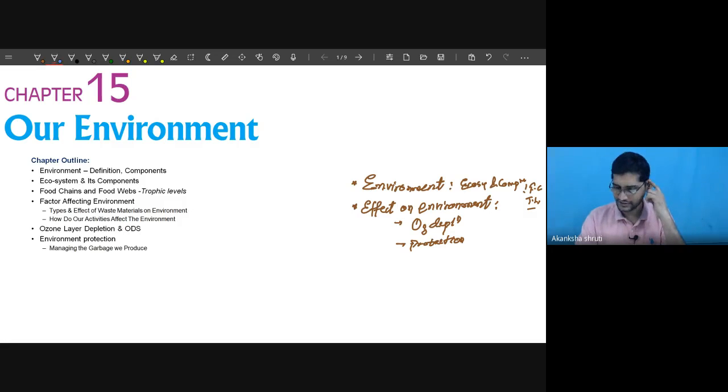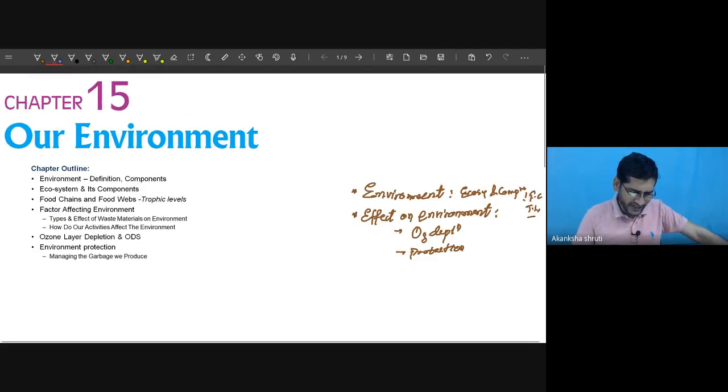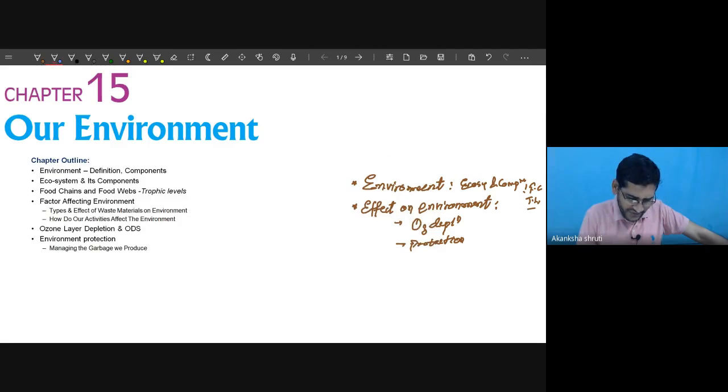Exclusively, we have to learn about ozone depletion. Other challenges like global warming and many more are there. Okay, so students, we have to learn about the environment, its definition and components. The environment has to be defined in relation to the ecosystem and its components. This also includes your biosphere. Then within the ecosystem we have the food chain, food web and trophic level. All these things are related to the environment.